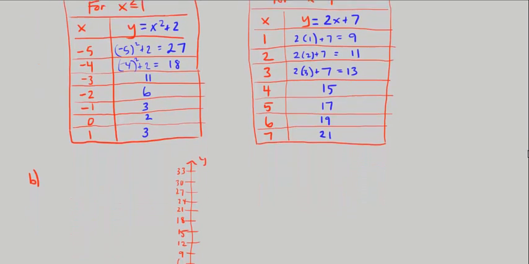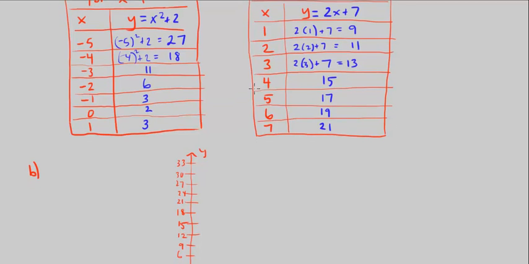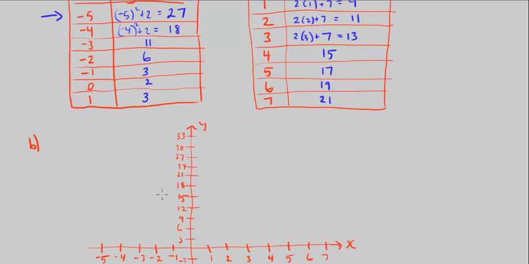Part B, we're asked to sketch this function. Okay, so given all these points, the first point we want to sketch is negative 5 as our x value and the y value is 27. So negative 5, I go to the left, negative 5, 1, 2, 3, 4, 5. That's negative 5, but up 27. So I have a point right here.